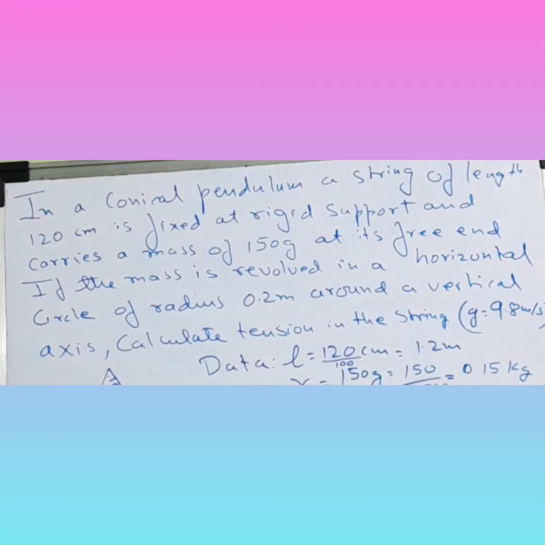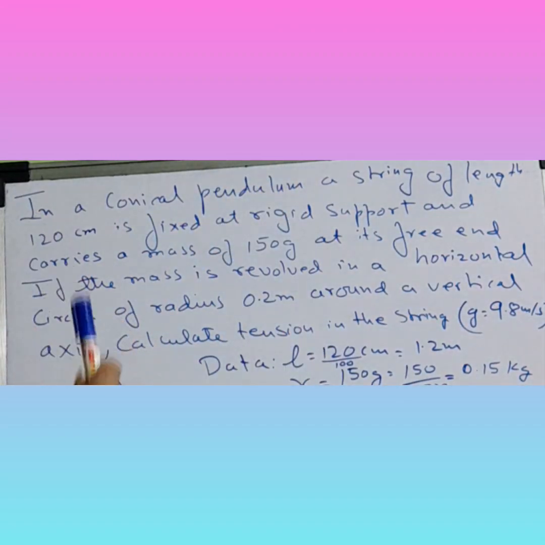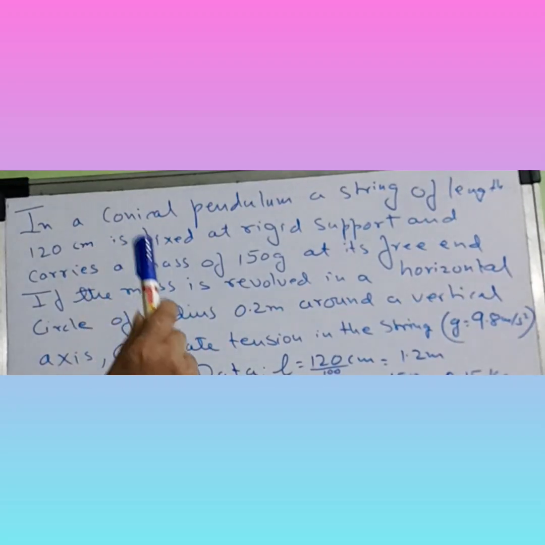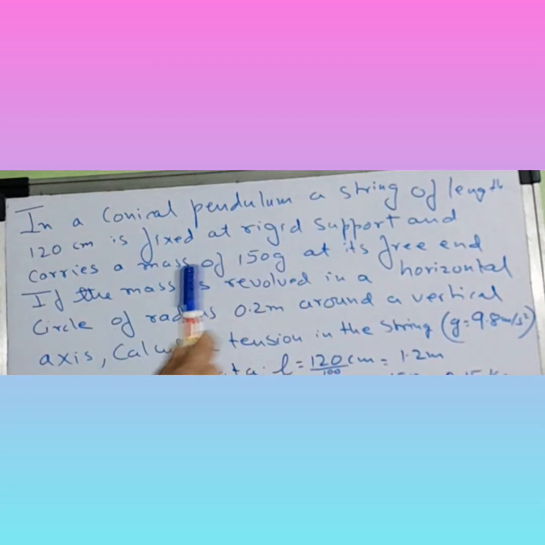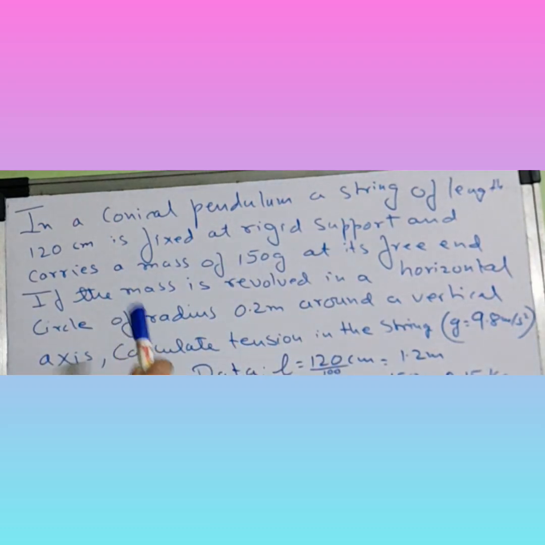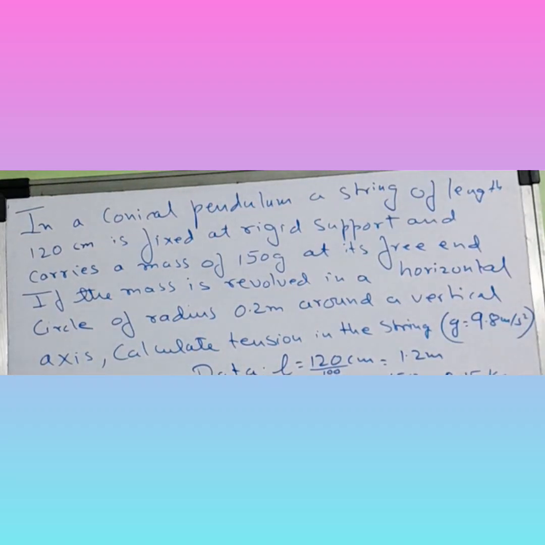Alright guys, quite an interesting numerical. In a conical pendulum, a string of length 120 cm is fixed at a rigid support and carries a mass of 150 gram at its free end. If the mass is revolved in a horizontal circle of radius 0.2 meter around a vertical axis, calculate the tension in the string. g given is 9.8 meter per second square.